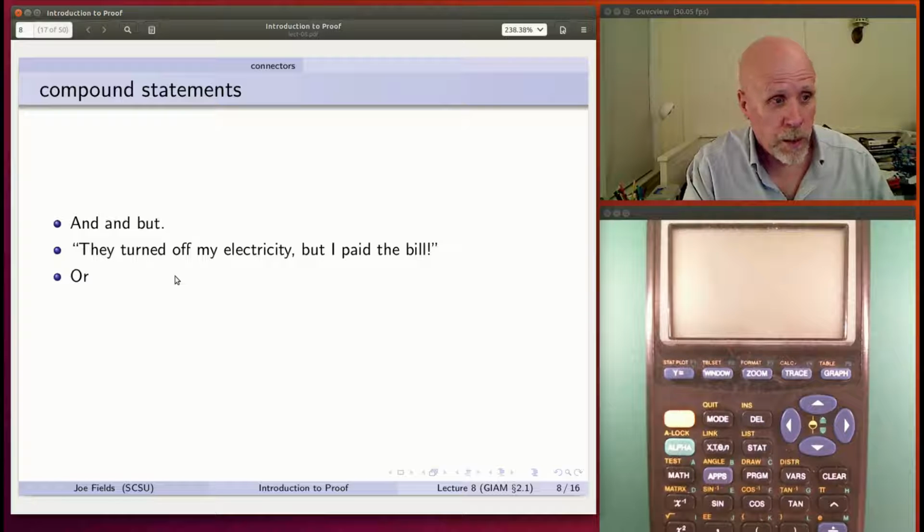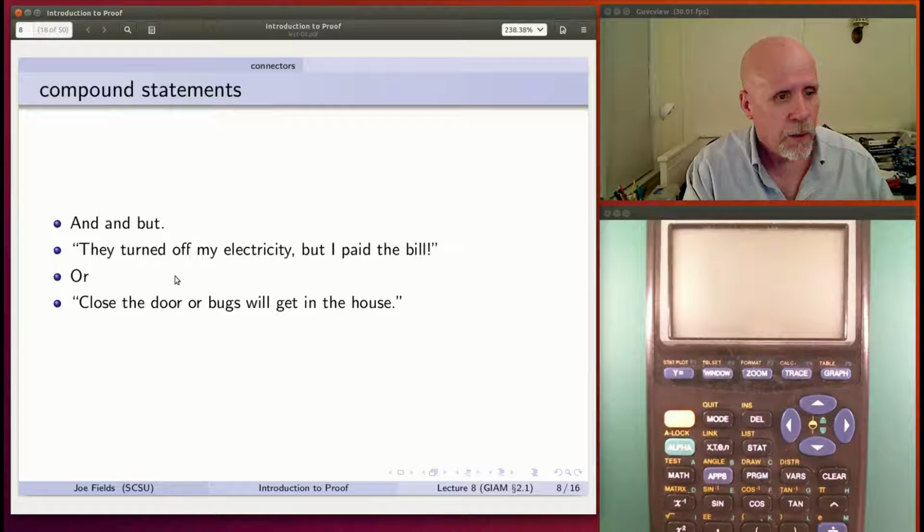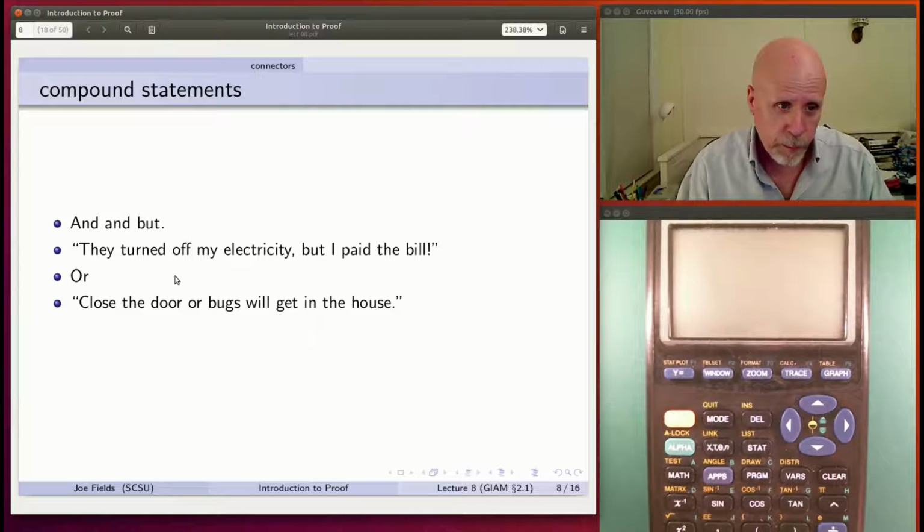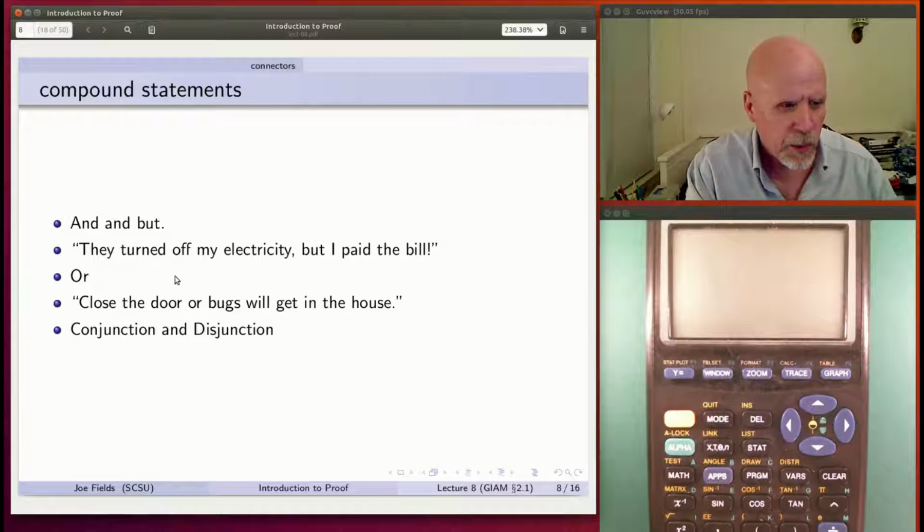Or is the other thing that we'll see as a connector, and we could use or to create a compound sentence. Close the door or bugs will get in the house. Sure, right? So there's two sentences there. There's two separate little atomic parts. Close the door. Bugs will get in the house. When we stick the or in between them, it means, well, we'll see what it means. I think you know what it means, right?